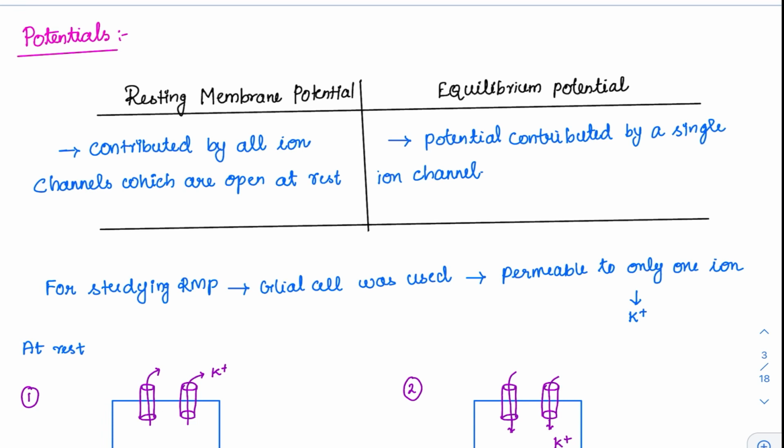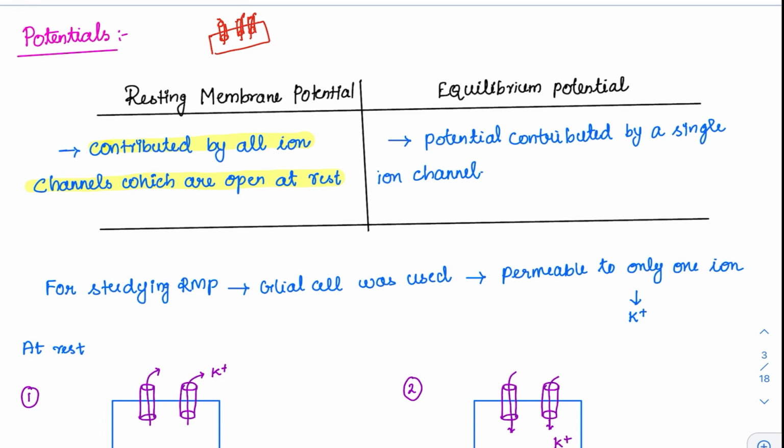So whichever ionic movement is happening and finally they contribute to some potential at rest, it is called the resting membrane potential. And resting membrane potential is contributed by all the ion channels which are open at rest. For example, a cell membrane is there and there are different ion channels like sodium, potassium, chloride, all of them. Whatever ion channels are present and whatever potential they are contributing at rest, that becomes the resting membrane potential.